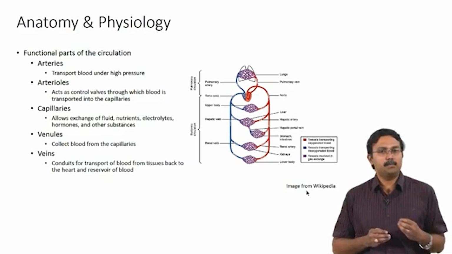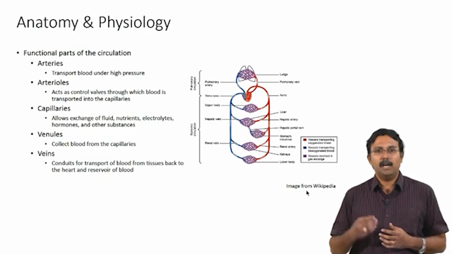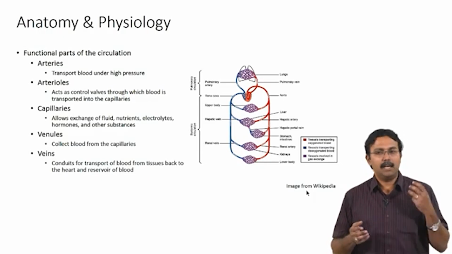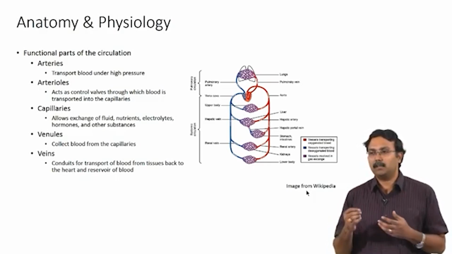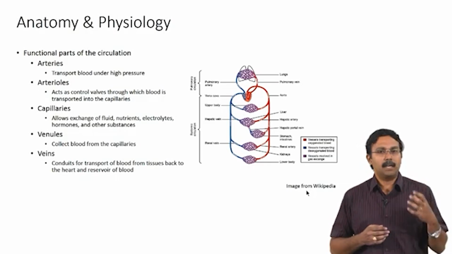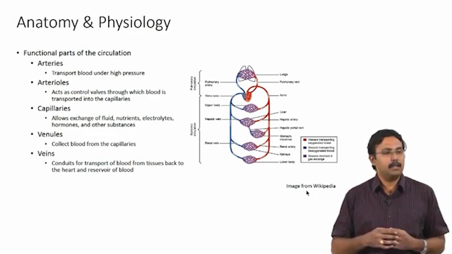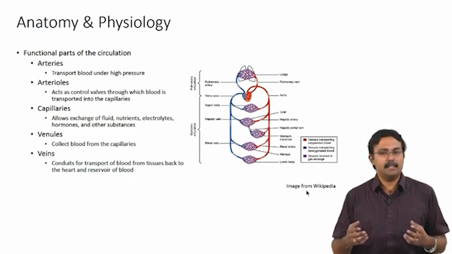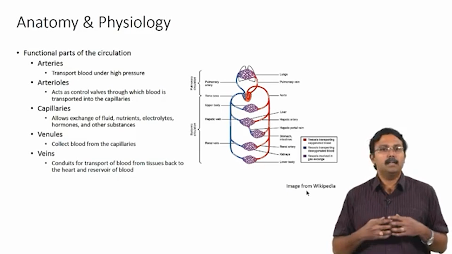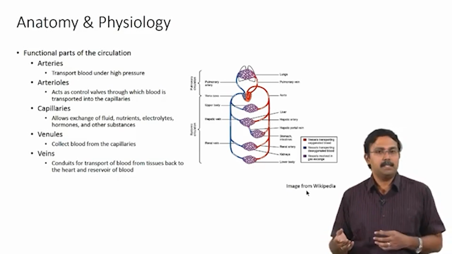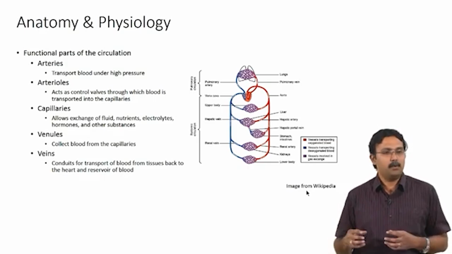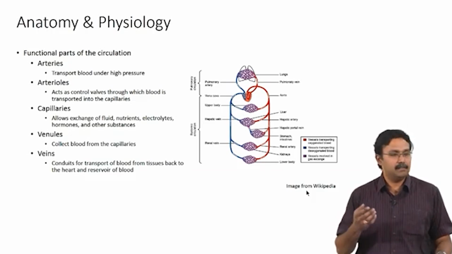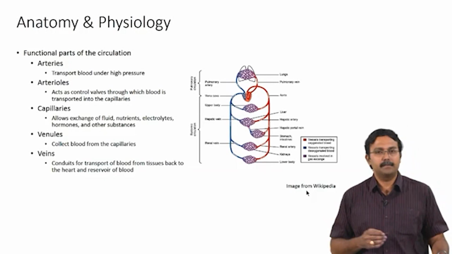So, the arteries transport blood at a very high pressure. Arterioles act as control valves through which the blood is transported to the capillaries, because with that high pressure, it cannot enter into capillaries, which actually have very thin walls. So, the capillaries' job is to ensure there is exchange of fluid, nutrients, electrolytes, hormones and any other substance that might have to be exchanged. And venules collect the blood from these capillaries, and veins are the conduits which transport the blood from these tissues back to the heart, so that it can be pumped back again.